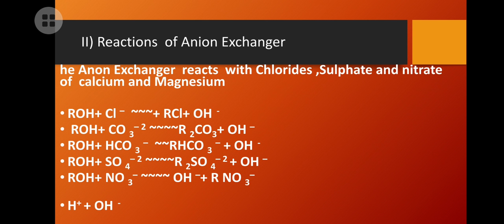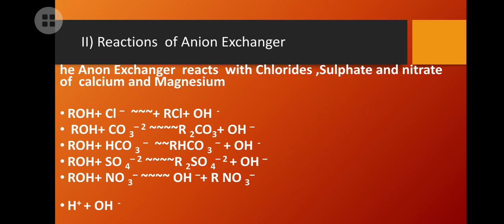The next reaction is with a bicarbonate ion. ROH reacts with a bicarbonate ion and as a result RHCO3 is formed and OH ion is released. The next reaction is with sulfate ion. ROH reacts with the sulfate ion and as a result R2SO4 is formed and OH ion is released. The last reaction is with the nitrate ion. ROH reacts with the nitrate ion and as a result RNO3 is formed and OH ion is released.